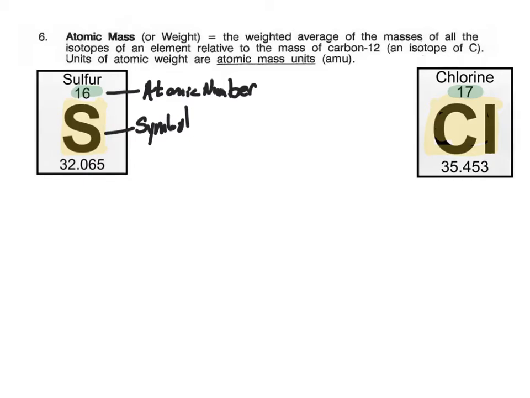For instance, if I wanted to indicate I had sulfur, I could say, oh, it's atomic number 16. Or if I wanted to say chlorine, it would be atomic number 17. So we can just look at that number on top and know which element we're talking about.